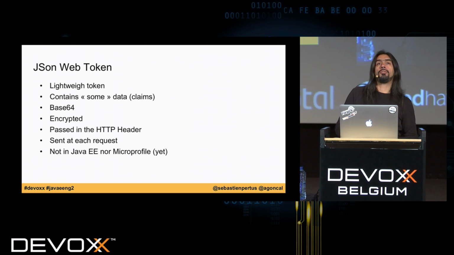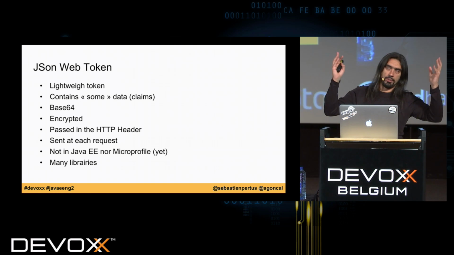Again, there's nothing in Java EE around that. We are thinking of introducing that to the MicroProfile because a lot of people are using JSON Web Token. It looks like it's something that could become a real standard. It's implemented by many libraries in Java, but throughout the languages.